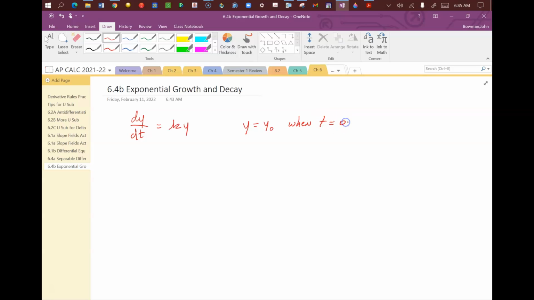We also have the condition that y is equal to y0, our initial amount, when t is equal to 0. So the first thing we're going to do is solve this differential equation. We have dy over y is equal to k dt. We integrate both sides and get the natural log of the absolute value of y, because we can only take logs of positive numbers, is equal to k times t plus some constant c.